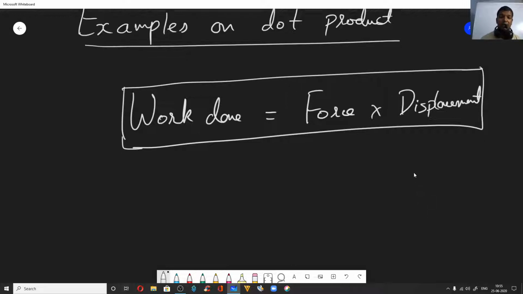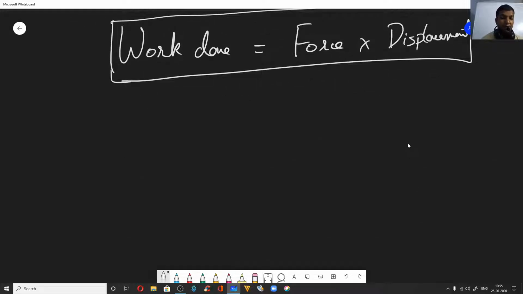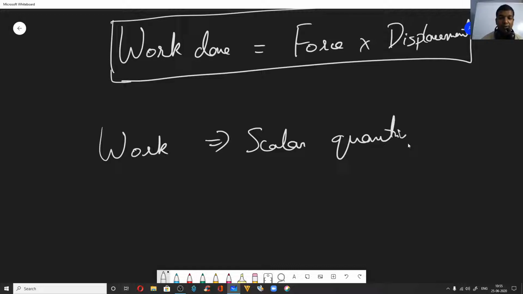This is a very common example, a good example where you can actually understand the dot product. Now, what we know about work is that it is a scalar quantity, and its unit is joules. Scalar quantity and its unit is joules. Now, if you observe this equation, work done is equal to force into displacement.